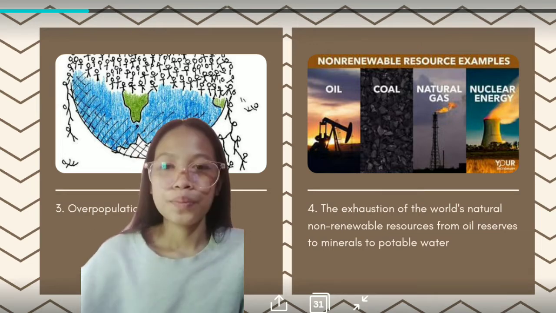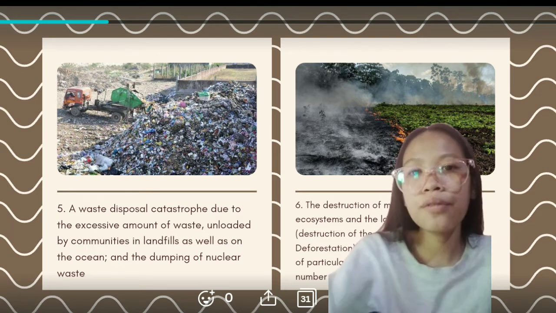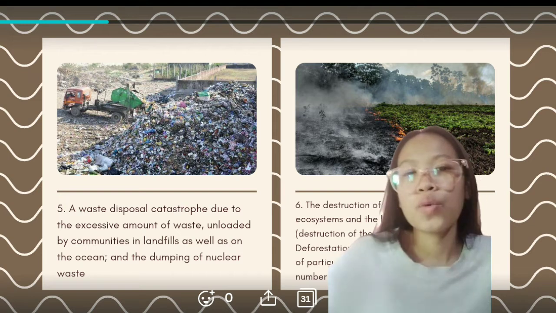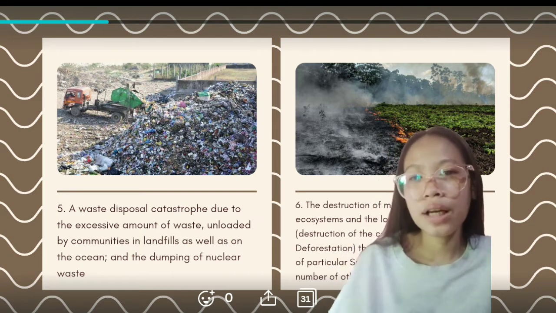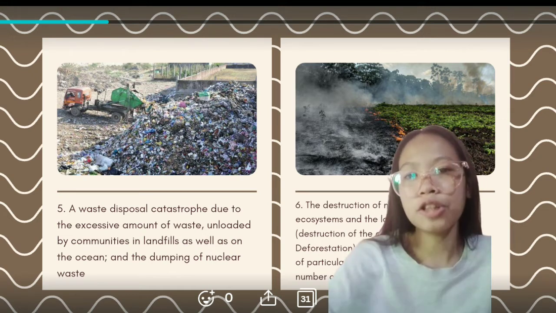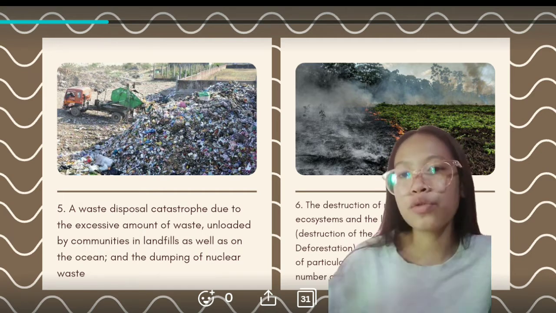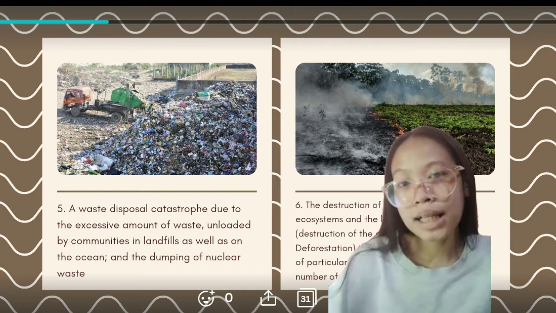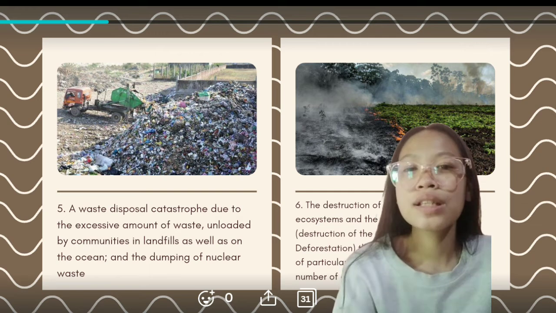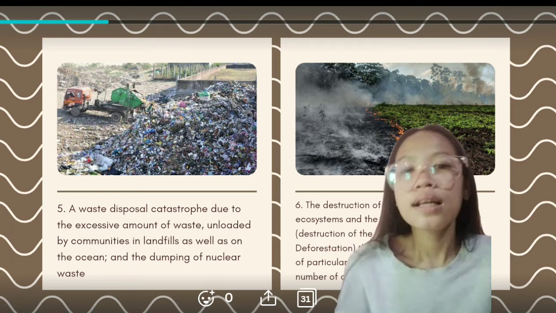Then the fifth one is a waste disposal catastrophe due to the excessive amount of waste unloaded by communities and landfills as well as on the oceans, and the dumping of nuclear waste. As we can see in the image, they are all used products that require an appropriate disposal to limit their harm to the environment. Waste disposal is therefore a systematic set of actions for managing waste from its origin to its final disposal. It includes incineration, burning, burial, and landfill sites or discharge at sea, lakes, and rivers, and recycling.